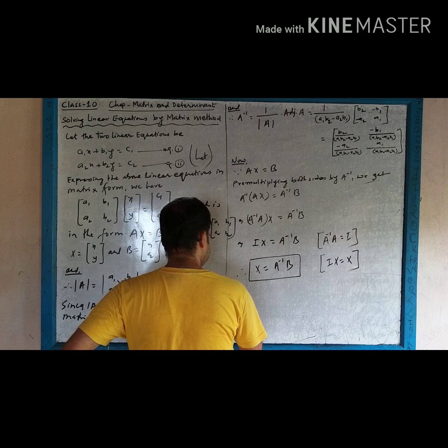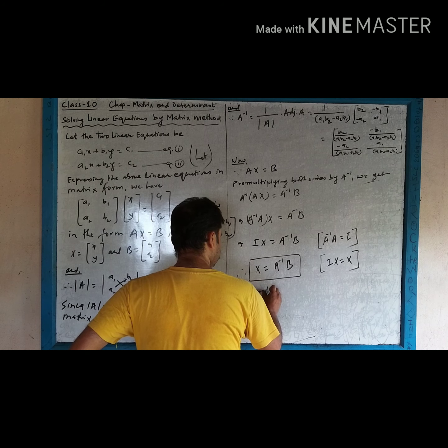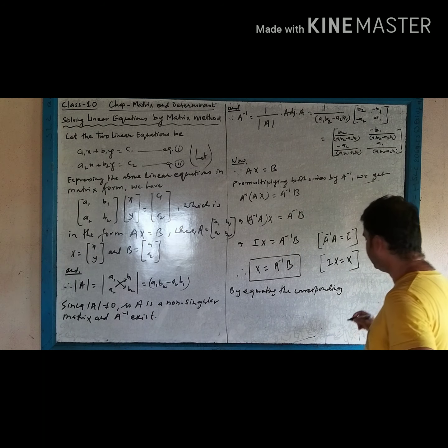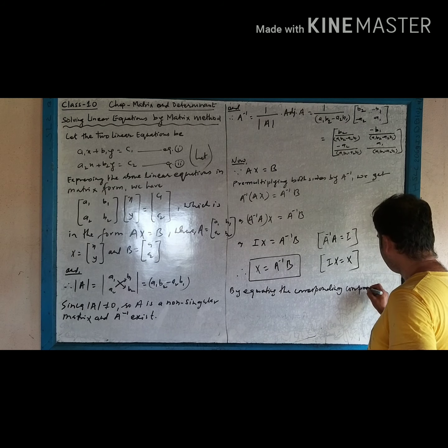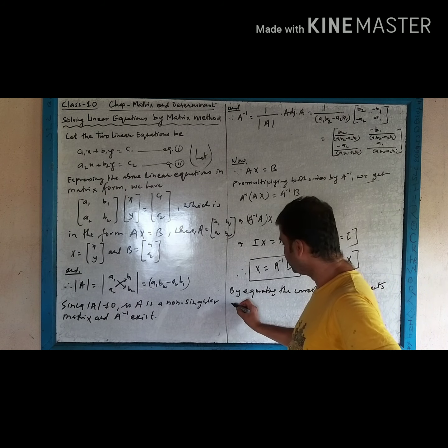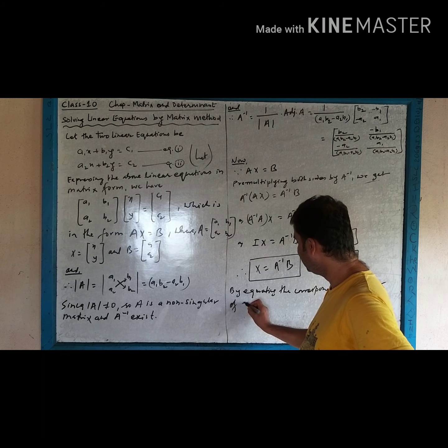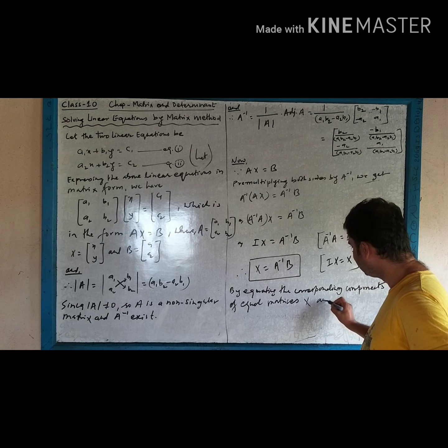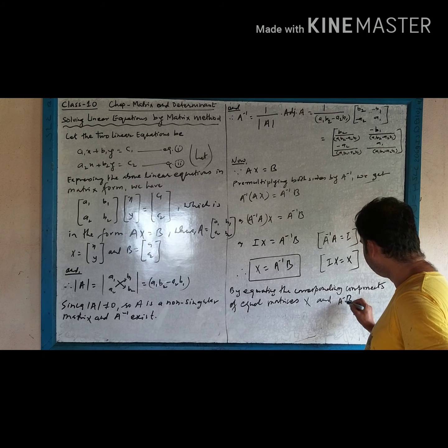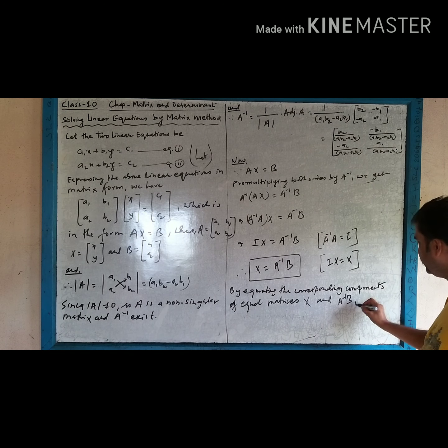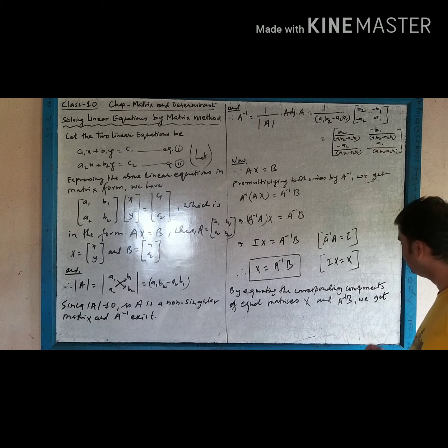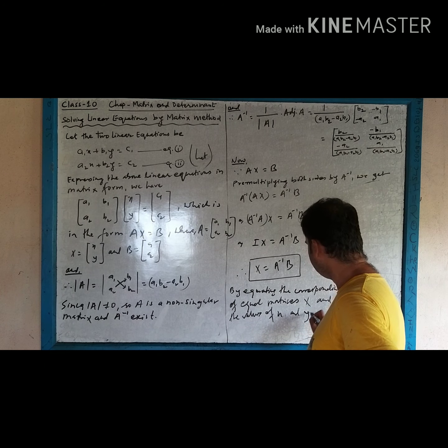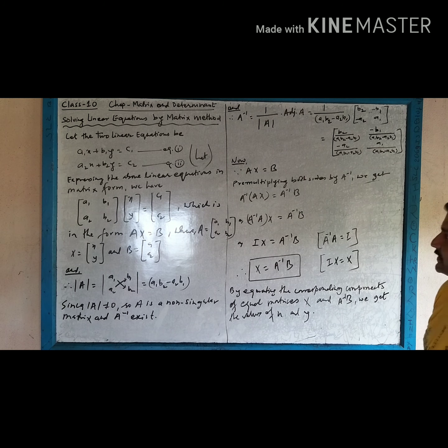So here, by equating the corresponding components or elements of the equal matrices X and A inverse B, we get the values of X and Y.